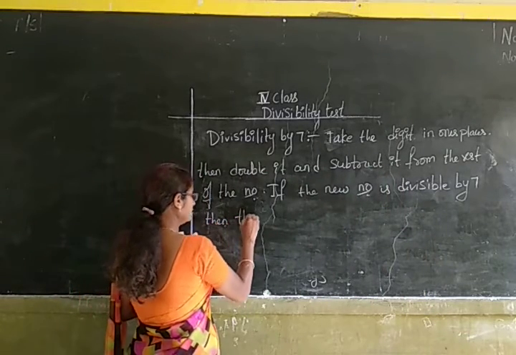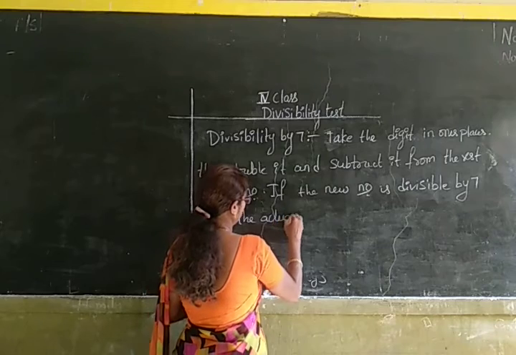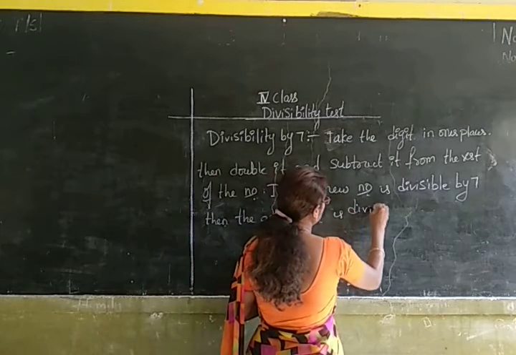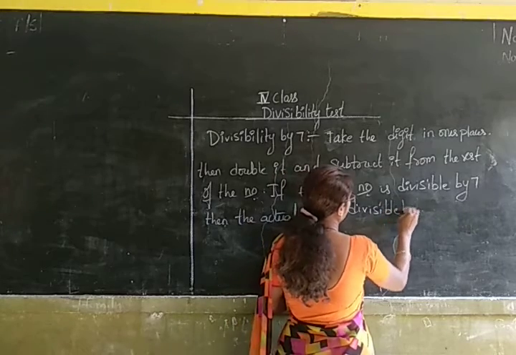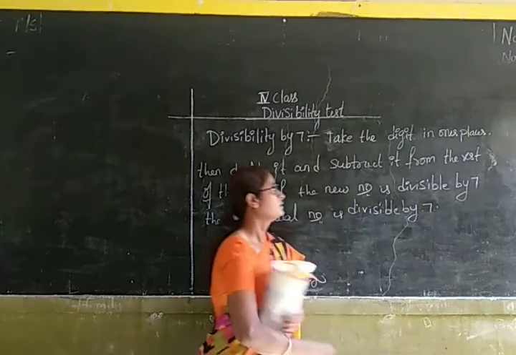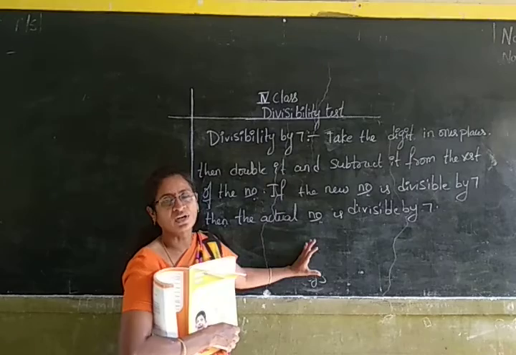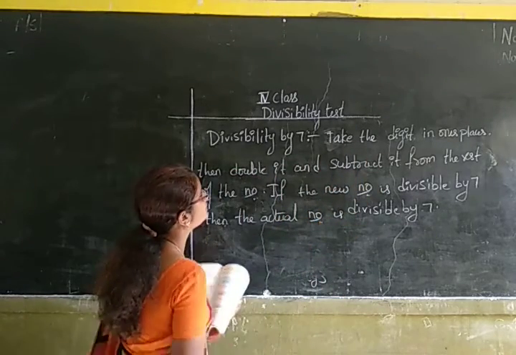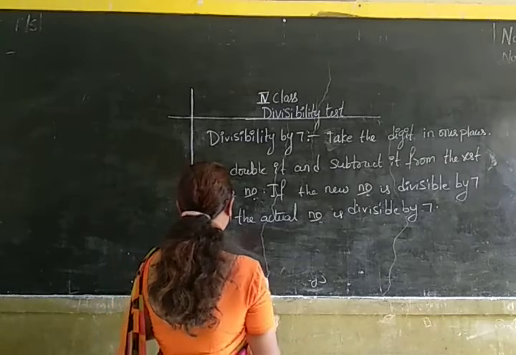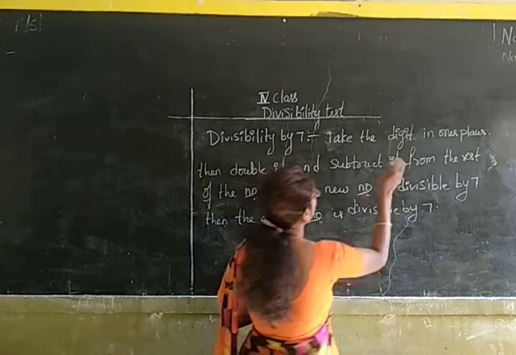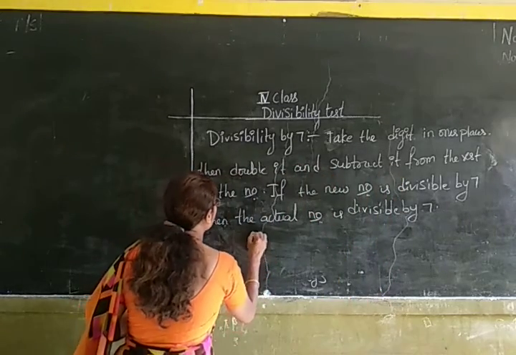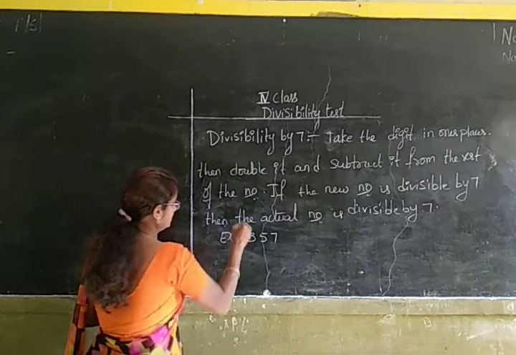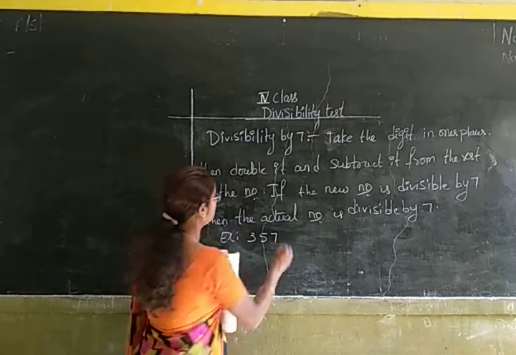Then the actual number is divisible by 7. Children, the statement seems to be big, but if you understand it, it is very easy. So take the digit in ones place. So let us take an example. 356. Take the last digit in ones place.